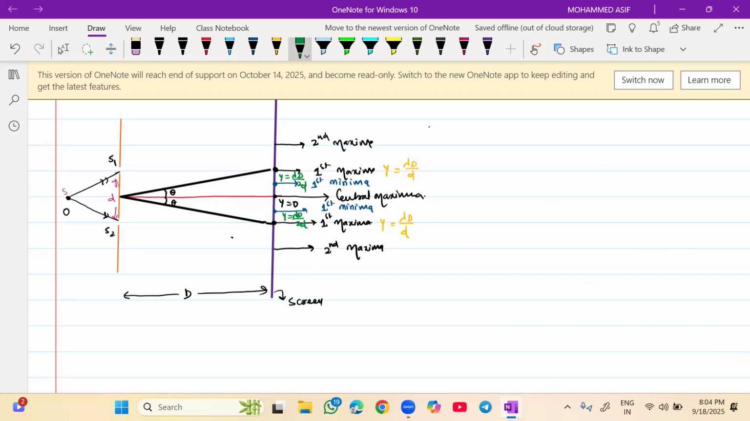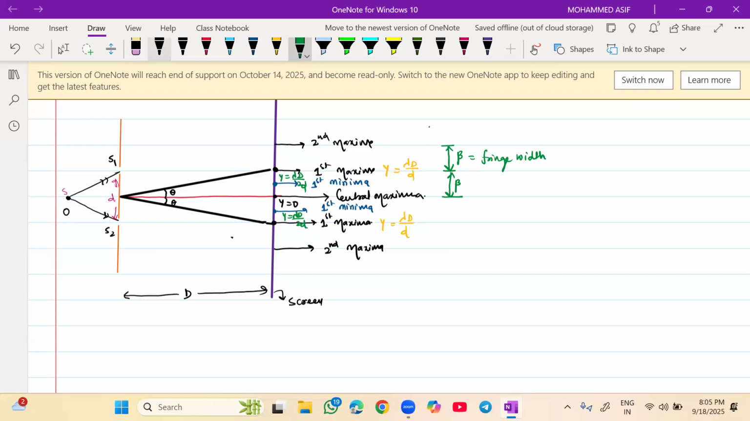Yes. Now, the distance between these two, this is your central maxima and this is the first maxima. The distance between the central maxima and the first maxima is known as your fringe width, represented by beta. Or the distance between the second maxima and the first maxima is also represented by beta. Beta is known as your fringe width.